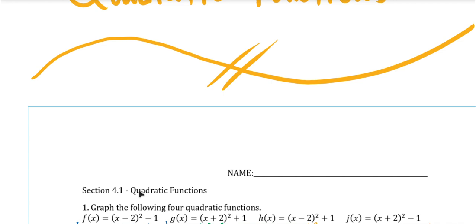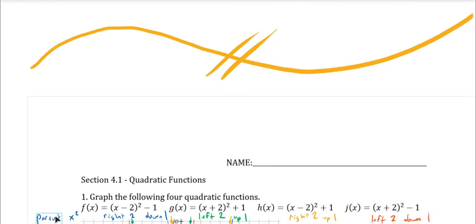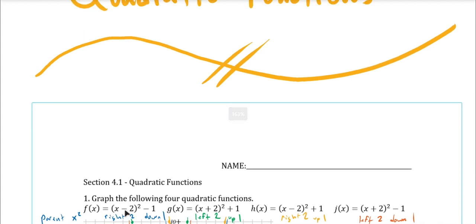The first question asks us to graph the following four quadratic functions. All quadratic functions are going to be transformations of the parent function x squared. So we should note that this is our parent function and then note what transformations we're being asked to do. Here we have a right shift by 2 and a downshift by 1, and correspondingly left 2, up 1, right 2, up 1, and left 2, down 1.